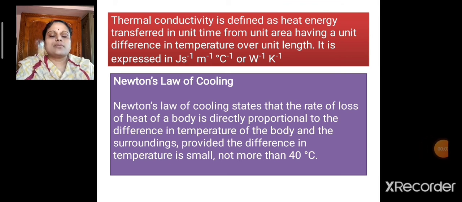Now let us discuss Newton's law of cooling. It states that the rate of loss of heat of a body is directly proportional to the temperature difference between the body and the surroundings, not more than 40 degrees centigrade. It is a common experience that if something is served hot, then after an interval of time, the thing gets cooled. It is because of Newton's law of cooling.